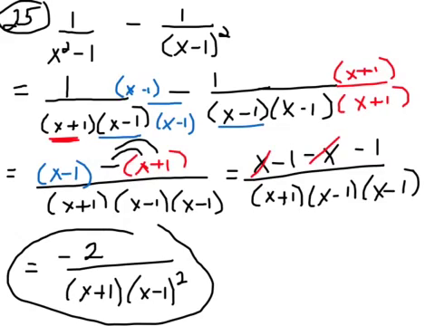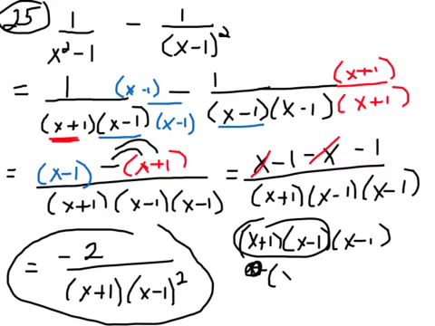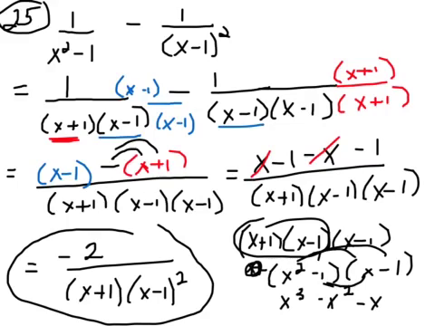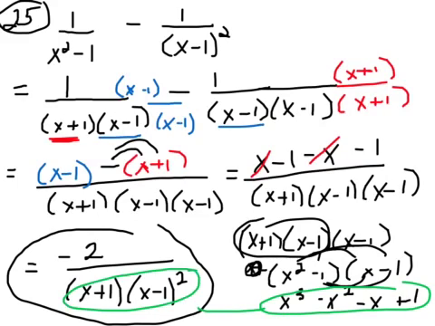You could multiply the whole denominator out, and if you did that, x plus 1 times x minus 1 would be the difference of two squares. That would be x squared minus 1 times x minus 1. And then that would be x cubed minus x squared minus x plus 1. So if the book says something different, it might be that they have this instead of this down here. And if they do have this x cubed minus x squared minus x plus 1, that means all they did was multiply that expression out.